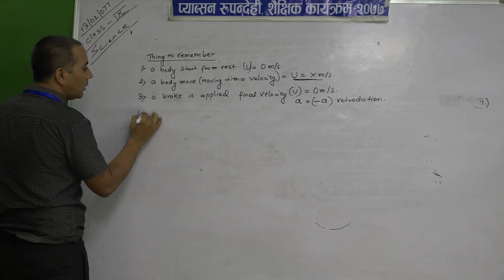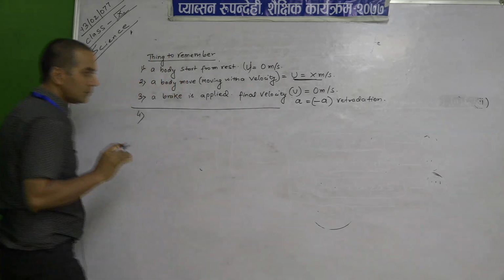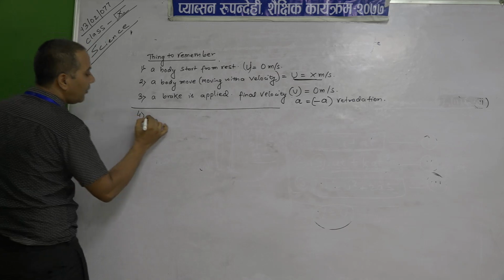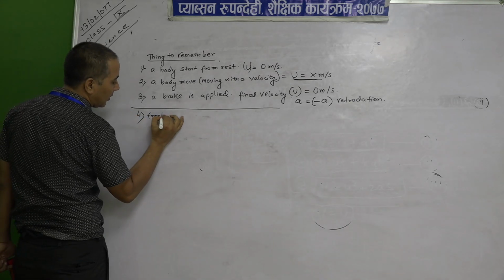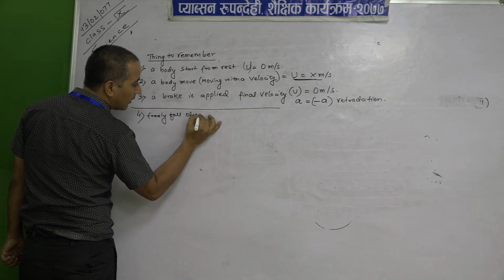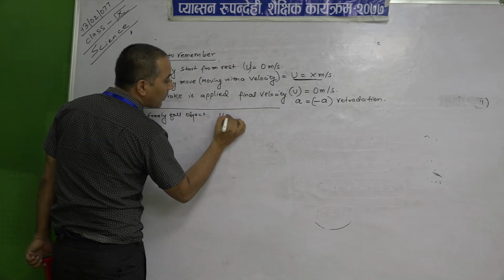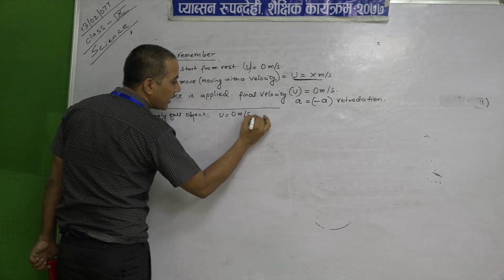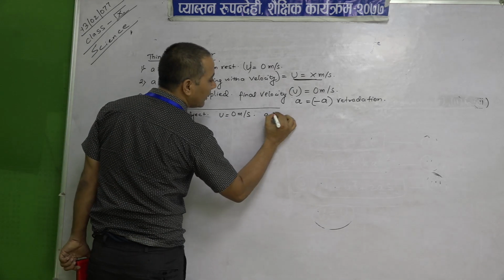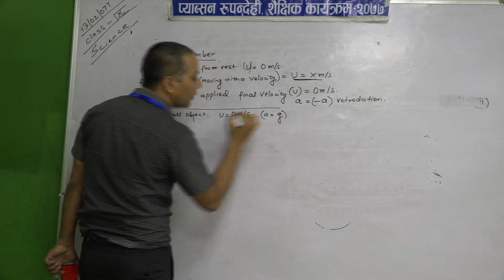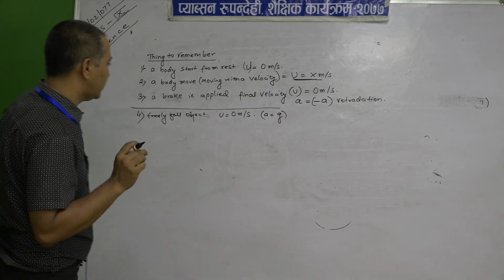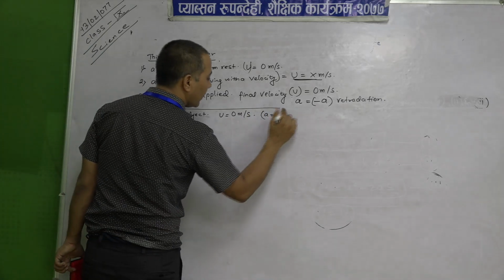Then the next one, a vertically moving, freely falling object, then u equals 0 meter per second, okay, and acceleration will be a equals g. Acceleration will be equal to g, meter per second square.